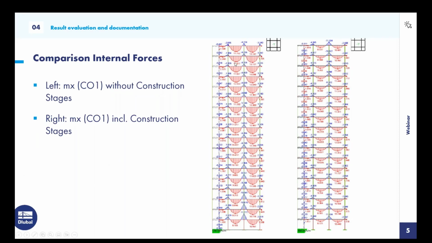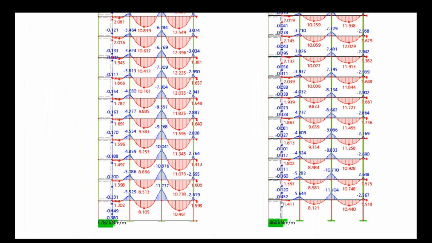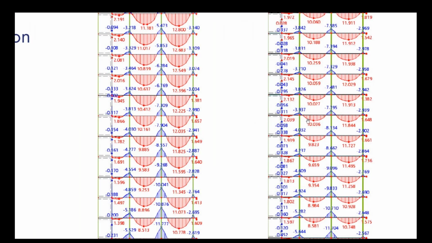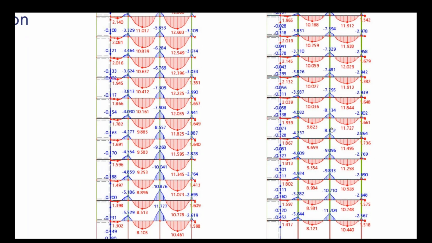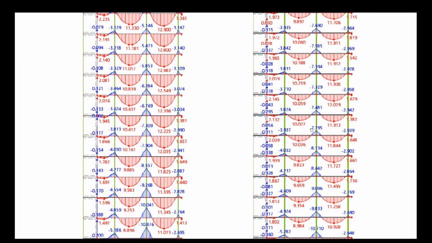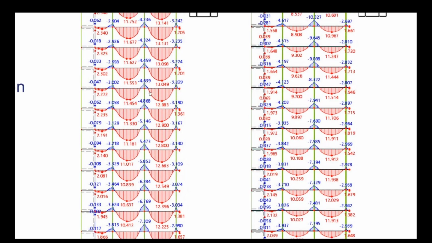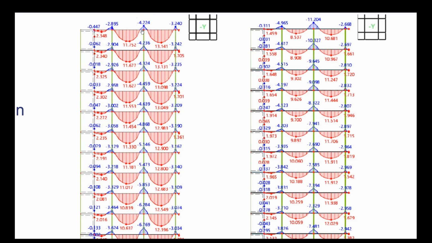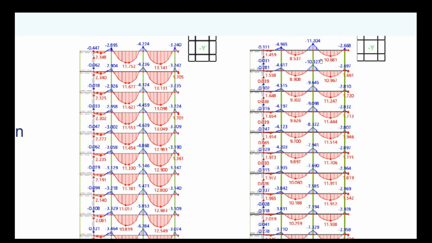On the left side, the internal forces for combination 1 without construction stages, and on the right side, the results including construction stages. You see here in the beginning, there's not that big difference, but then with increasing stories, the moment above the support is decreasing in both cases, but not as much in the case with the construction stages, and in that case only till the middle of the building, and then it's increasing again, while without the construction stages it's only decreasing till the top story. If you compare the results in the top story, they are quite different.